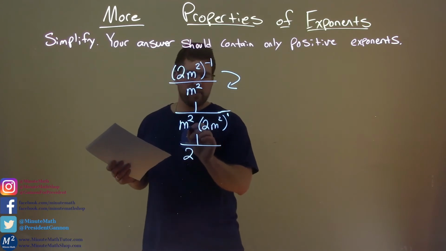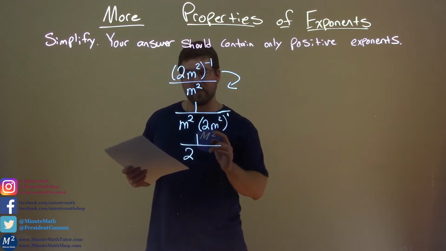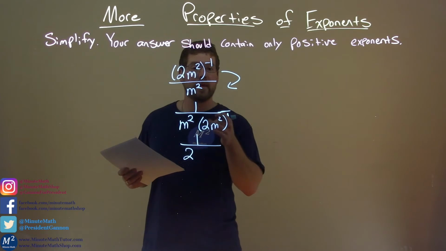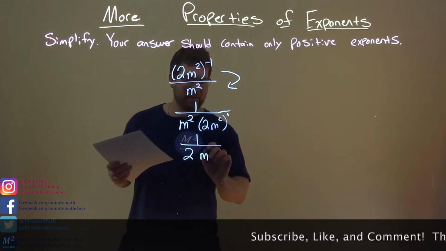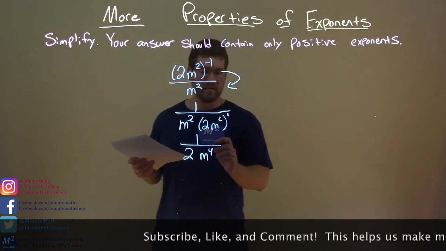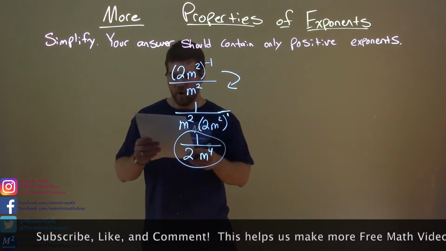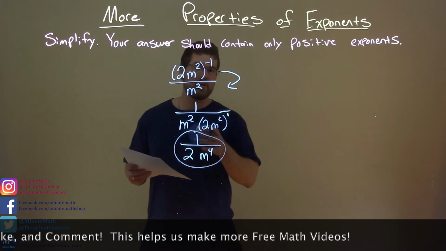But now our m's. We have m squared times m squared. Here, the same base, we add the exponents. 2 plus 2 is 4. You should know that. So we have m to the 4th power, and there we're done. Our final answer here is just 1 over 2m to the 4th power.